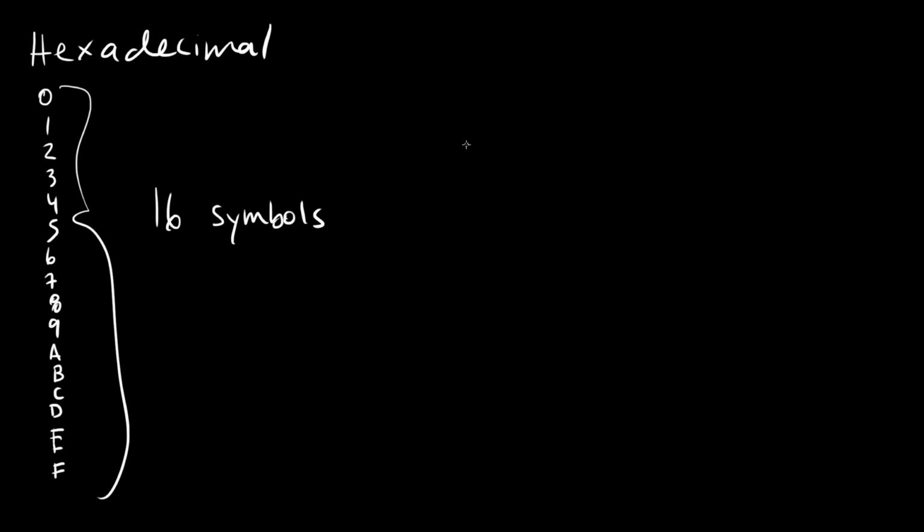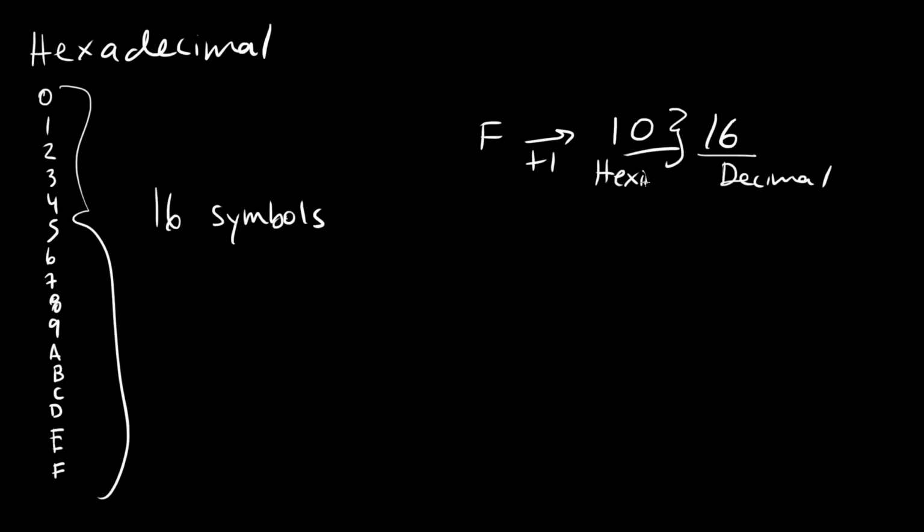If we reach F, if we add 1, we get 1, 0. But instead of this representing 10 in decimal or 2 in binary, in hexadecimal, this represents 16, since we went all the way from 0 to F, and then we added 1 again. So yeah, this represents 16 in decimal. But in hexadecimal, this is what it represents.